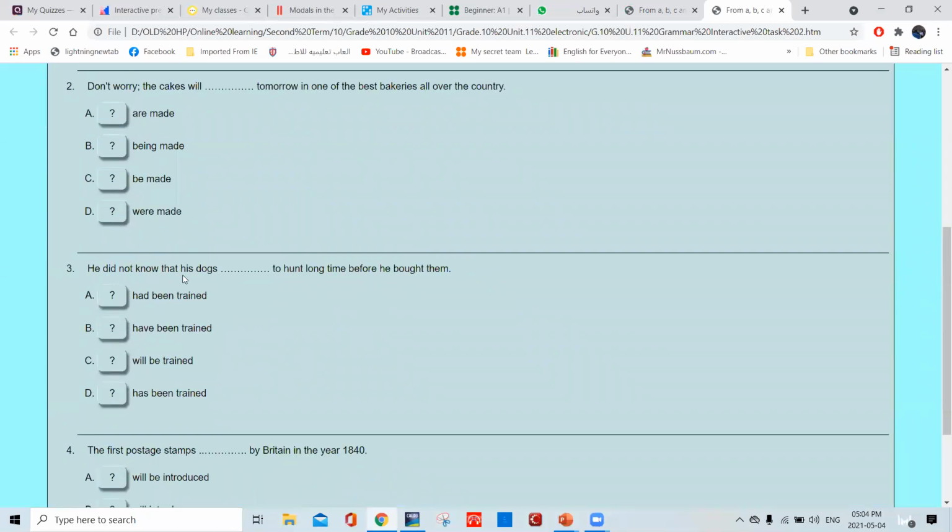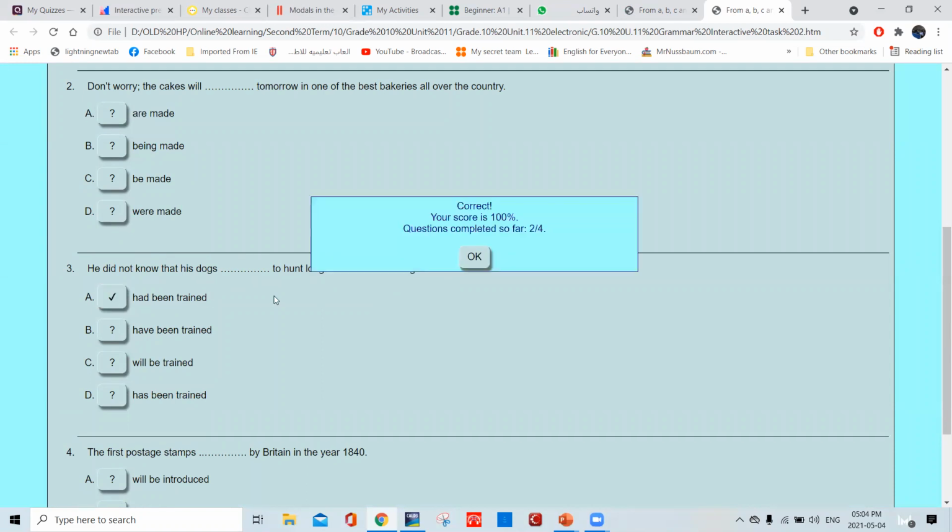He did not know that his dogs to hunt long ago before he bought them. Before here, it's a conjunction used for two actions happened in the past, one before the other. The first action should be past perfect, had plus PP. As his dogs had been trained.